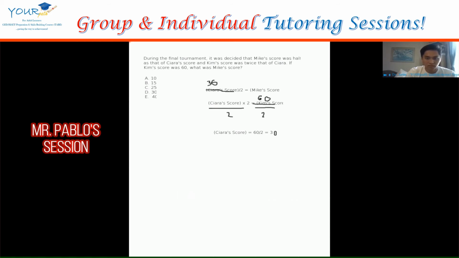So this is supposed to be a 30, not a 6. So let me make that more clear. So 30, and then it says 30 divided by 2 equals Mike's score. So that's some simple division. 30 divided by 2 equals 15. So then we could solve that, and we know Mike's score is equal to 15. That is what we were looking for, actually. So what was Mike's score? Mike's score was 15.